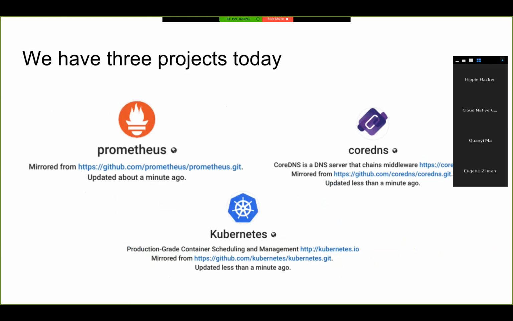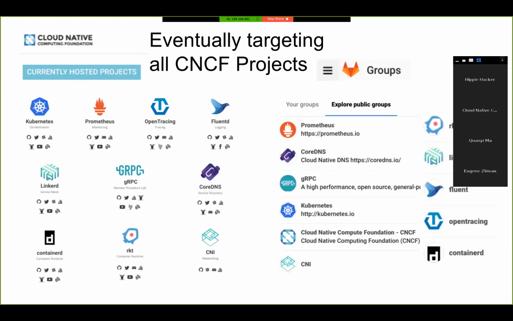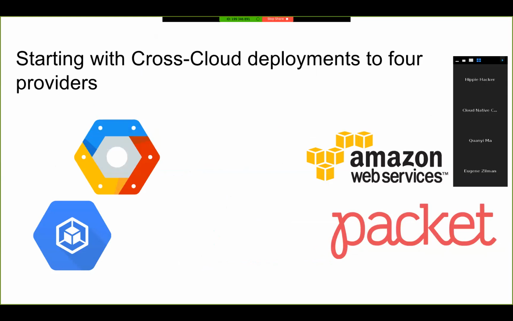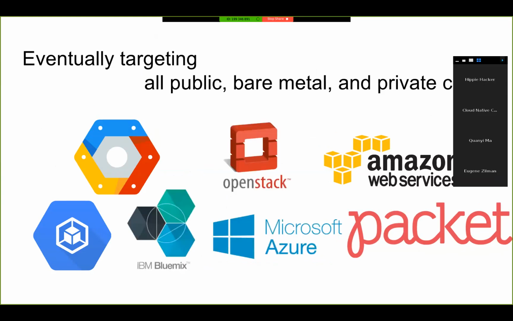We have 3 projects today: Prometheus, Core DNS, and Kubernetes. But it's just a start. Eventually, we want to target all of the CNCF projects. For now, we are on 4 cloud providers. We are using GKE, GCE, AWS, and Packet. But eventually, we'd like to target all public, bare metal, and private clouds.